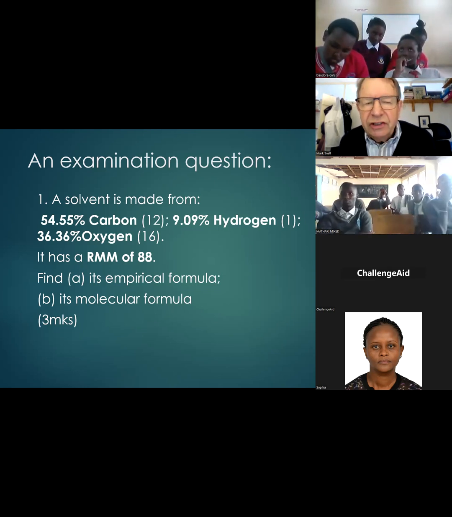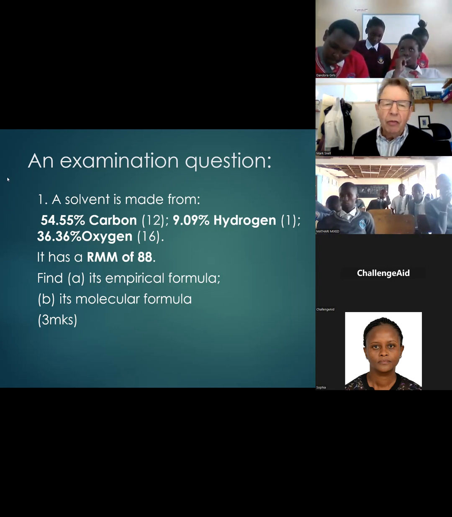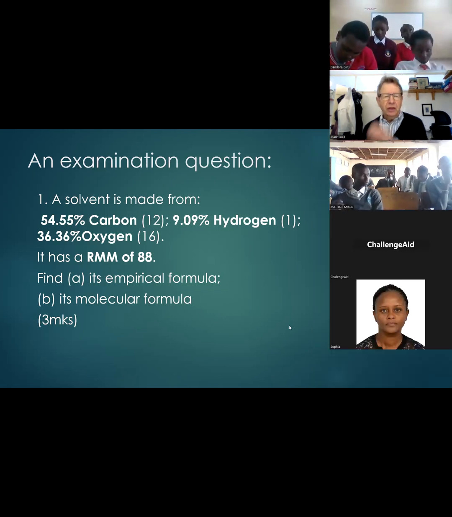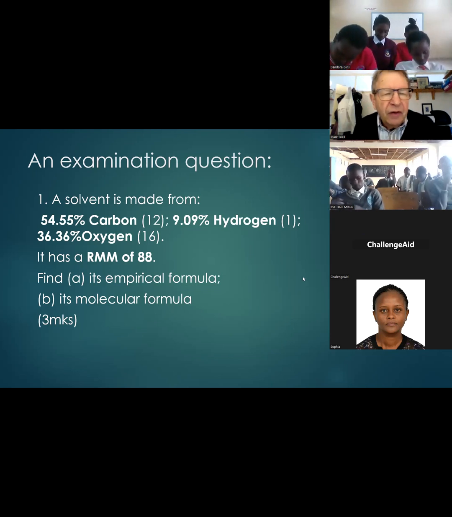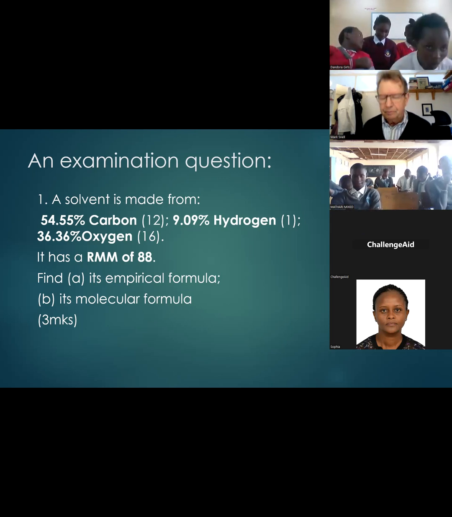Now, to do this, you do IMDR to work out the empirical formula, and then you have to work out what that would weigh and see if it weighs 88. If not, it will probably be 44 or 88 or etc., a multiple. Okay, so if you want to have a go at that one, that would be good, because it is one that I think you can do. 54.55, just IMDR will take you no time at all. I know you can do it.